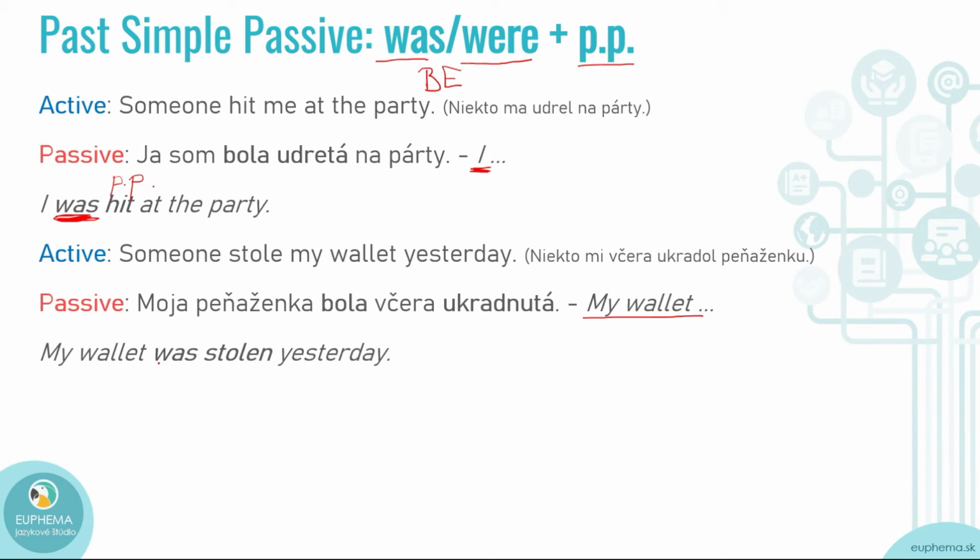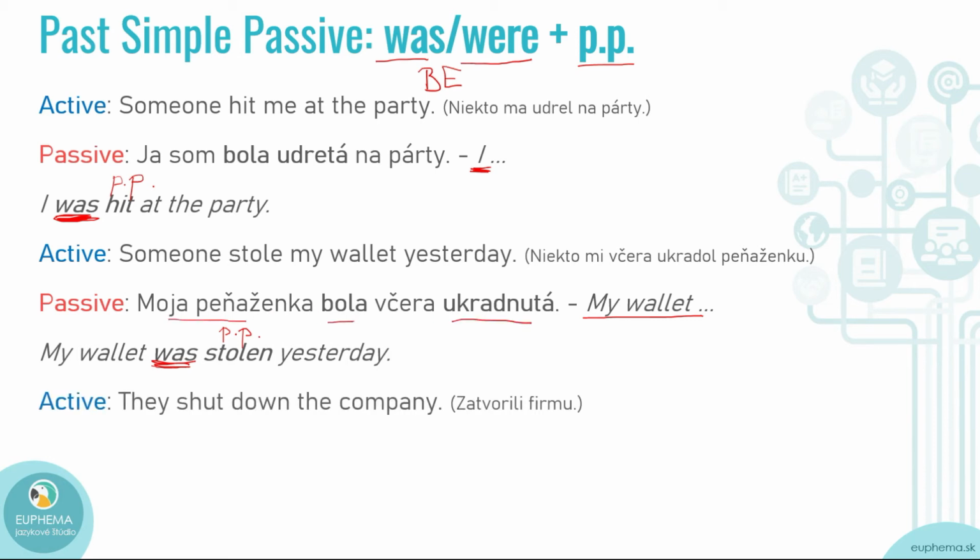So again, it's the third person of the verb be in the past simple. So my wallet was stolen, which is the past participle of the verb steal. Again, irregular. It's steal, stole, stolen. My wallet was stolen yesterday. Pretty much the same as the Slovak sentence, right?